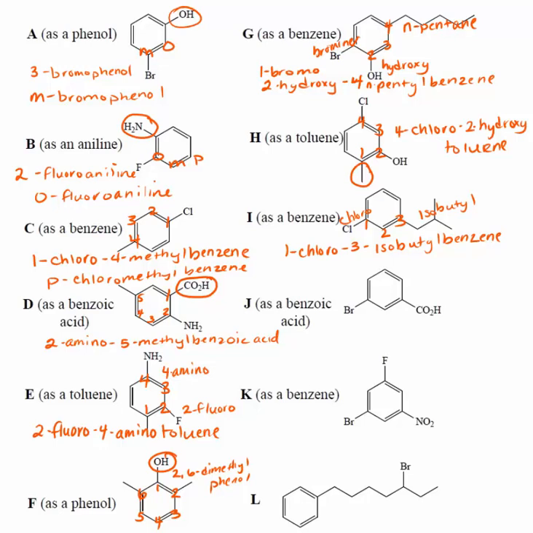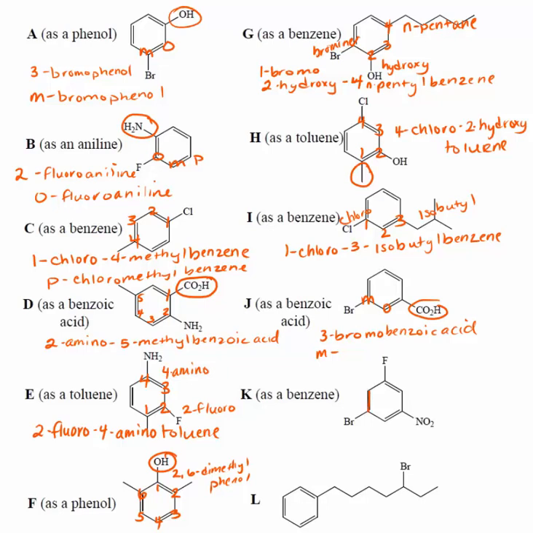J, if we're going to name J as benzoic acid, then that takes care of this and locks this as carbon 1. So then we have 3 bromo benzoic acid. Now this is also ortho, meta, this is also the meta position. So you could call it meta bromobenzoic acid, all the same.